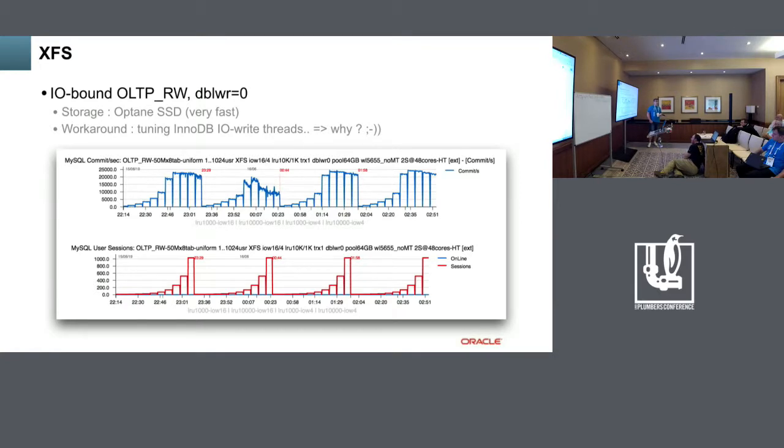How many threads are we talking about here? So here is 4, here is 16. 16 was the default in all my tests, historically, because storage was slow, so you need to write more in parallel to hide the latency. And how many CPU cores? 48.